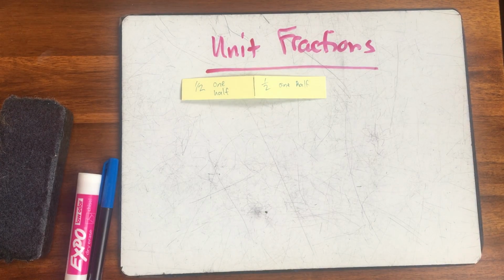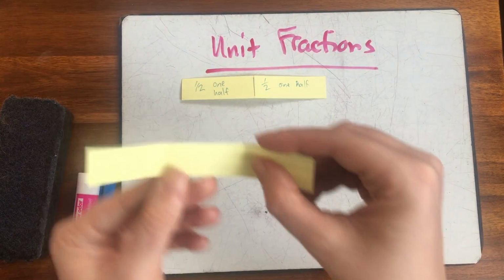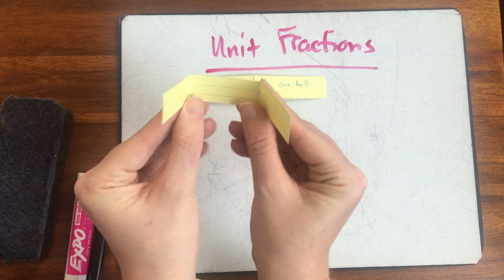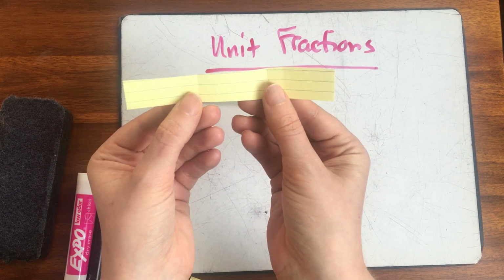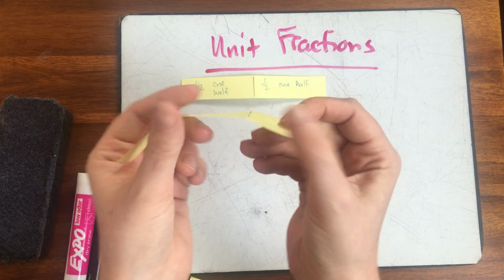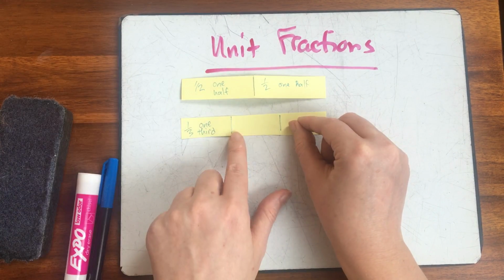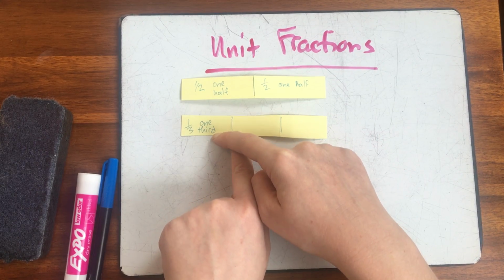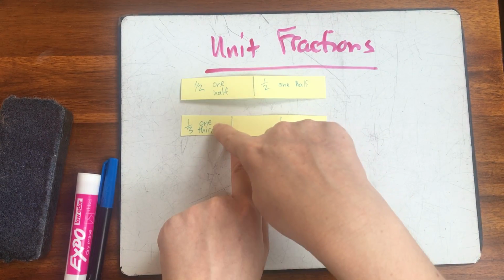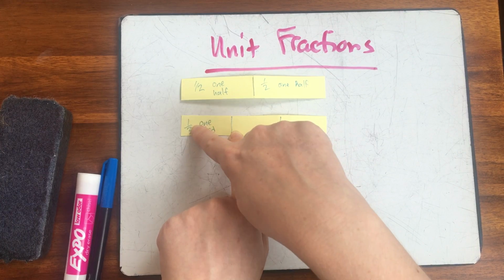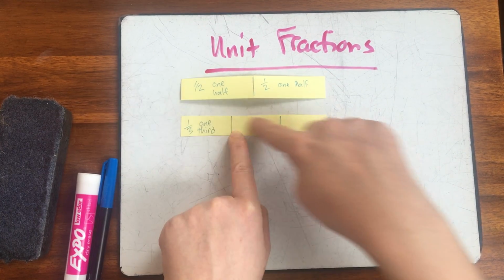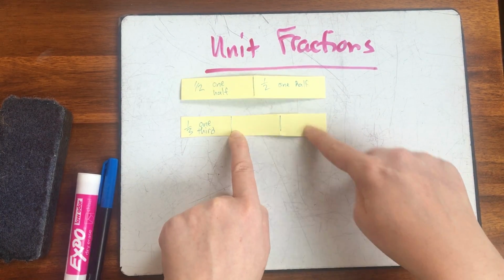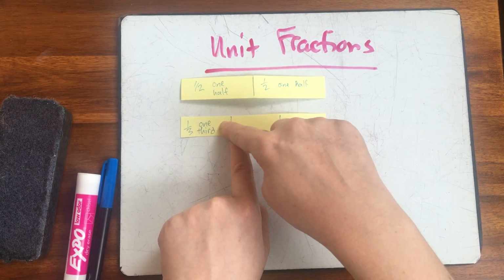Let me show you my next one. In this piece of paper, I folded it into 3 equal pieces. 1, 2, 3. This time, the unit fraction is 1/3 because 1 piece, 1 unit of the whole is called 1/3. We write that 1/3. In the whole thing, there's 1, 2, 3/3, but this one is called 1/3.